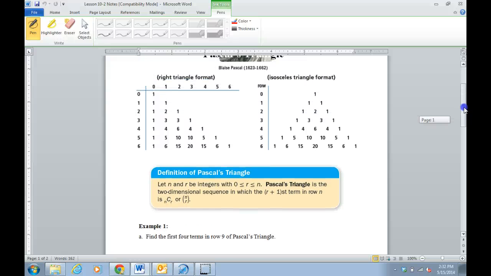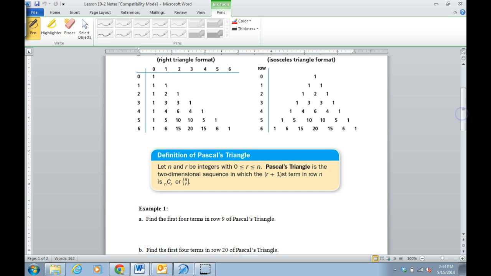Okay, regarding these triangles, they're called Pascal's triangles. This is lesson 10-2. The definition of Pascal's triangle says: let n and r be integers where r is in between 0 and n. Pascal's triangle is a two-dimensional sequence in which the r plus 1 term, so if you have 4 plus 1, that's 5, the fifth term in row n, is found using the counting function that we used yesterday, the combination function. I know you weren't here yesterday, but okay.